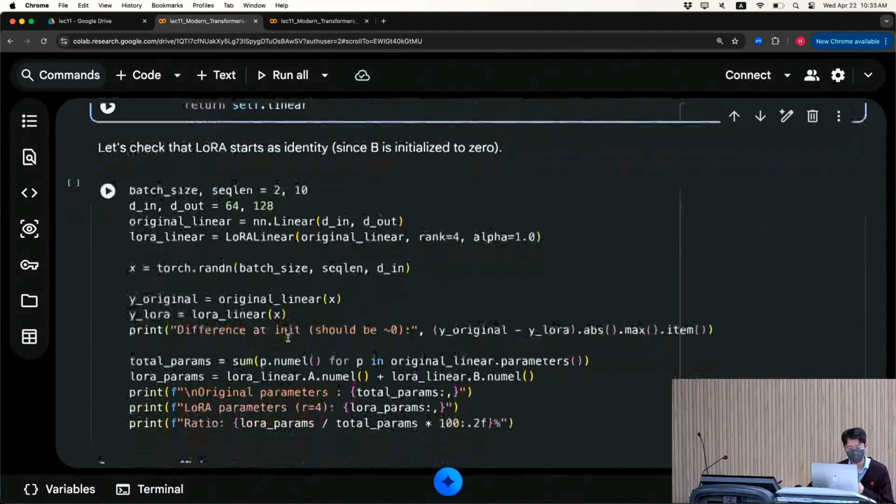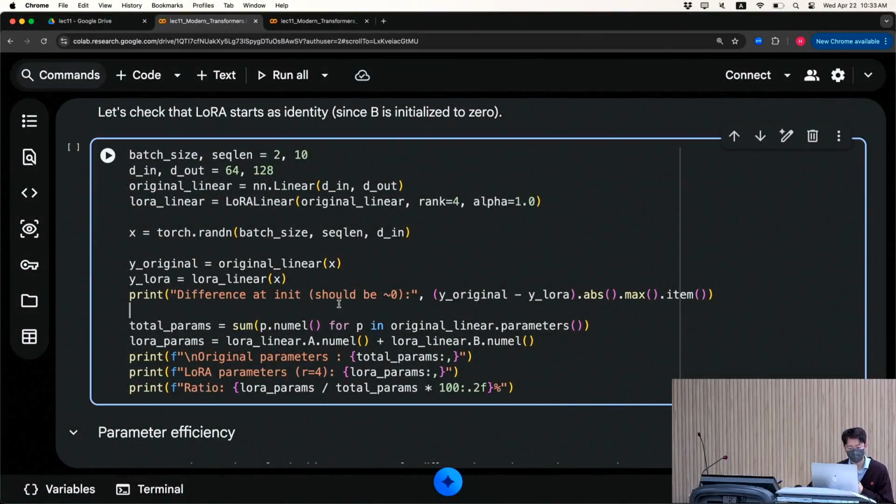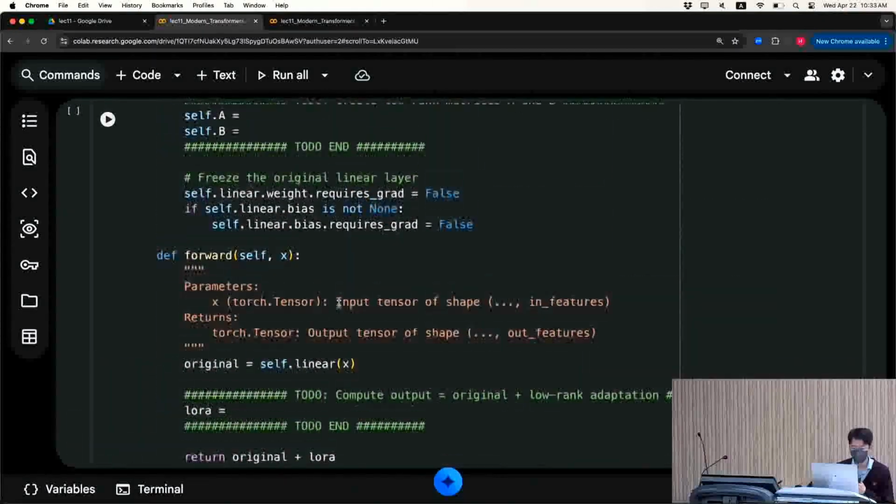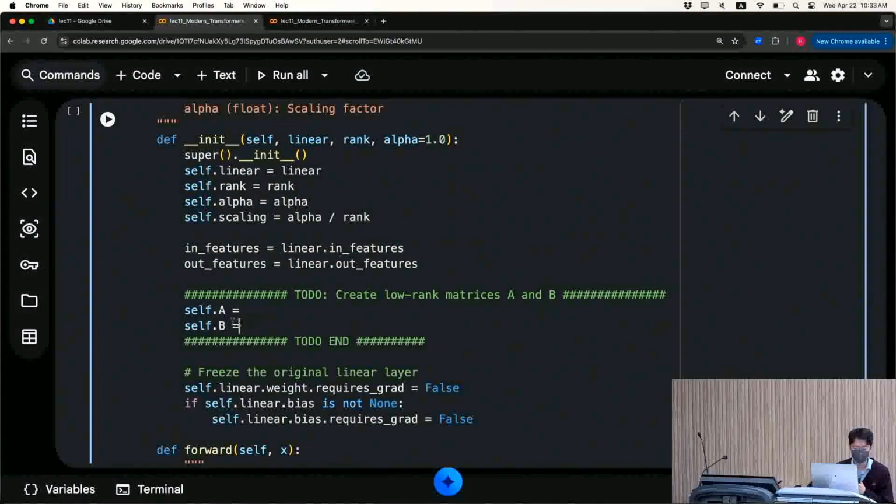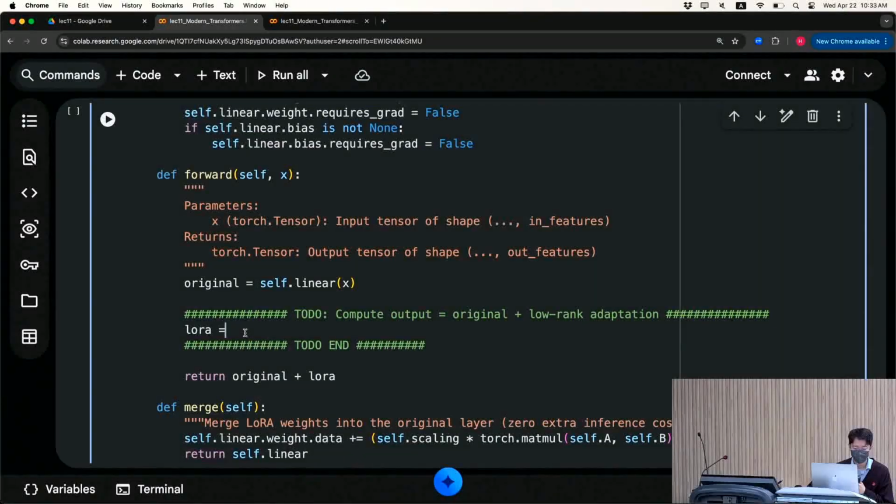Once you implement this part, run this cell, and we're going to check some parameters and compute the ratio between the LoRA parameters, basically the number of parameters in A and B, versus the whole thing. So two parts: initialize these weights and implement the forward pass.